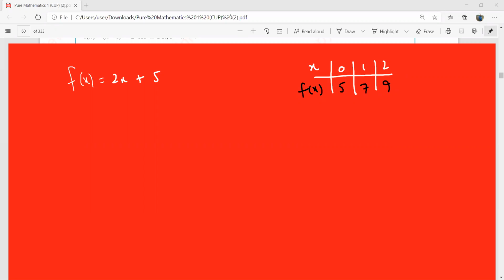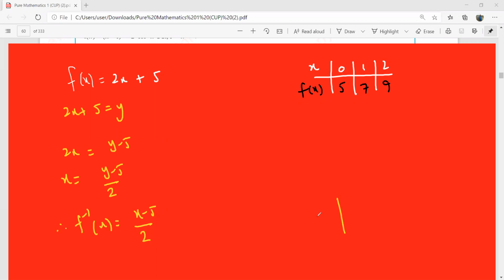Now, when we write the inverse of this function, 2x plus 5 is equal to y. So 2x is y minus 5, and x is y minus 5 over 2. Therefore, the inverse of x is now x minus 5 over 2.